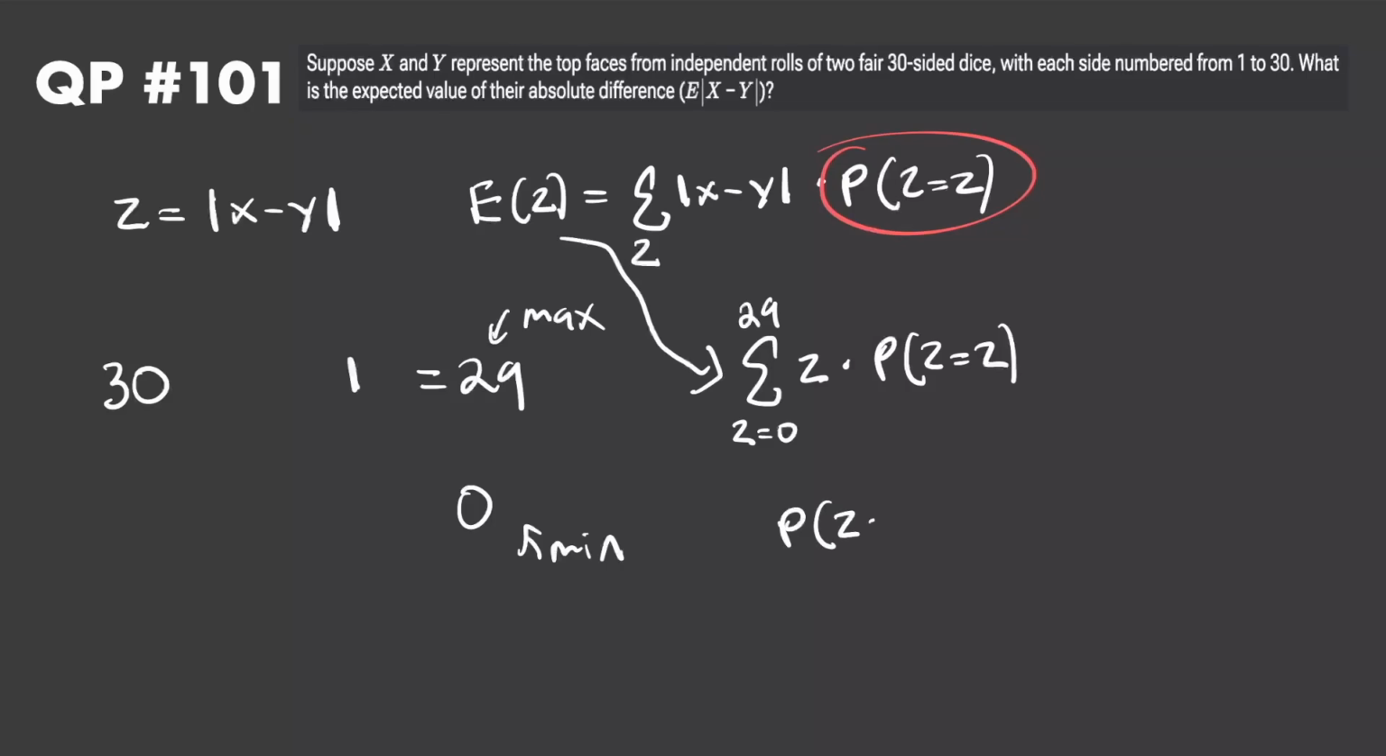So first of all, what is the probability that z is equal to 0? Well, the total number of outcomes for two fair 30-sided dice that are independent are going to be 30 values for the first one times 30 values for our second dice. That's going to be 900 total possible outcomes.